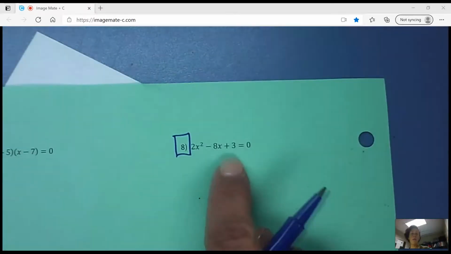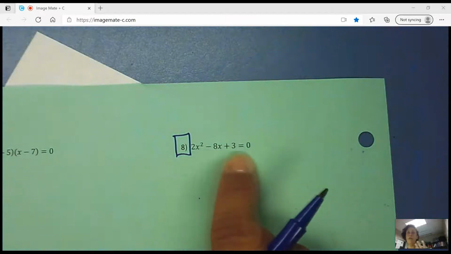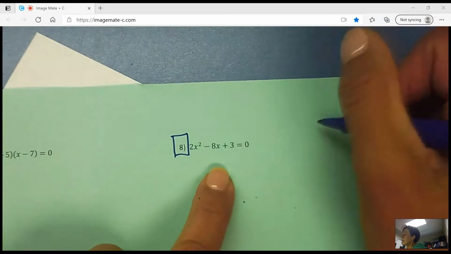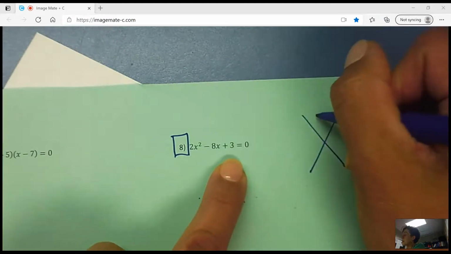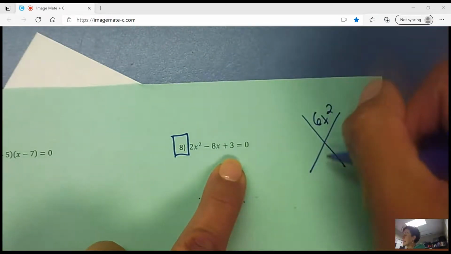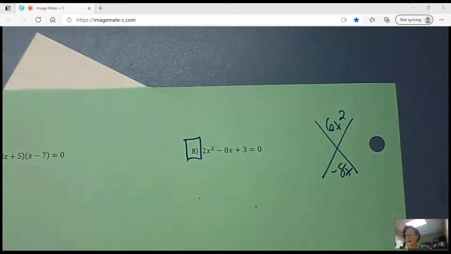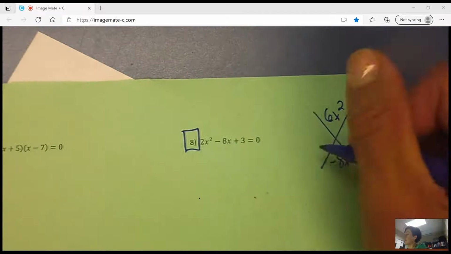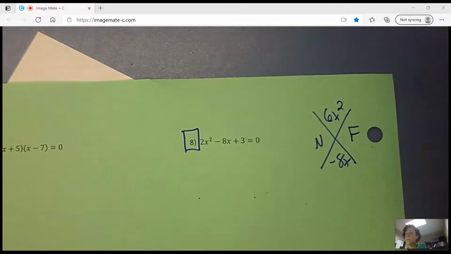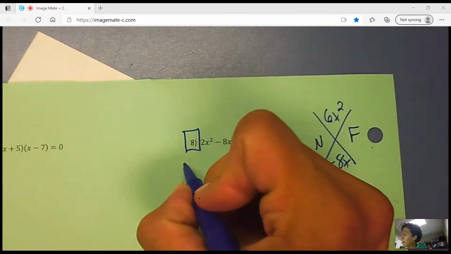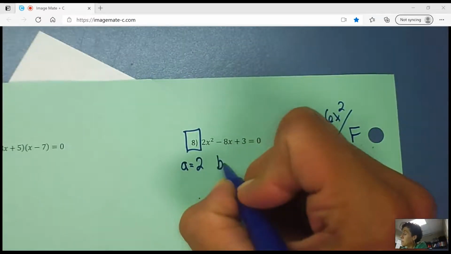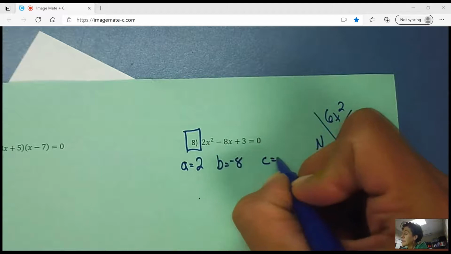So in the first problem, again, it's in standard form. It equals 0. I'm going to try to factor it first. There is not a GCF. So what I'm going to look for, are there factors of 6 that can get me to negative 8? And there are not. There are not factors of 6 that can get you to negative 8. So there's that not factorable part. So I will use my quadratic formula now. That's what my map says. So A is 2, B is negative 8, and C is 3.